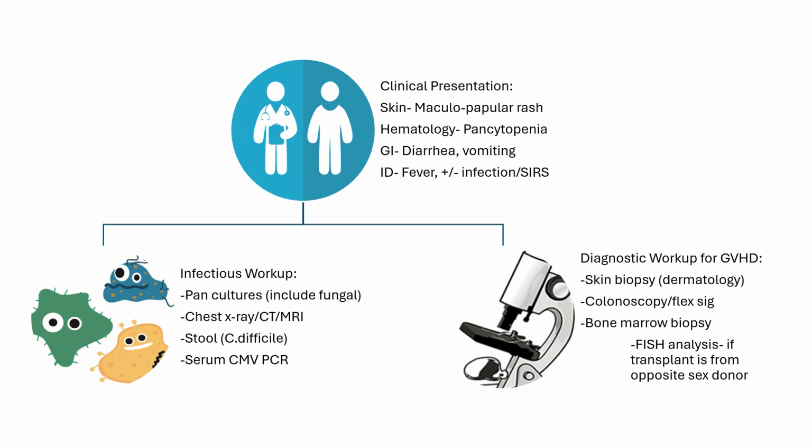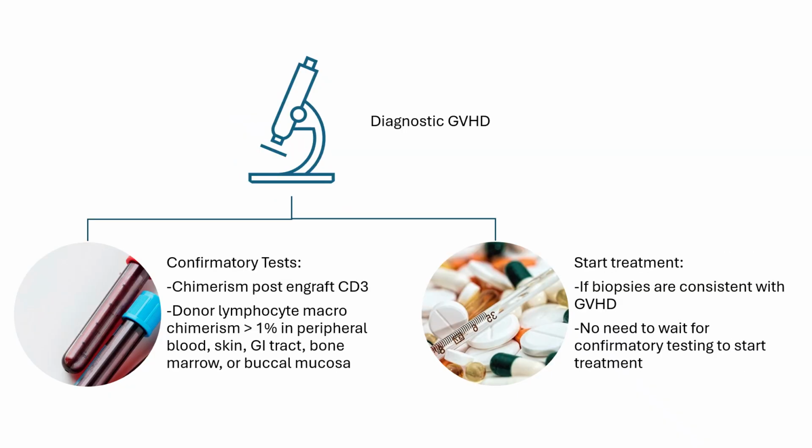And then the bone marrow biopsy, maybe a FISH analysis if the transplant is from the opposite sex donor, would be pertinent information. For the diagnosis of graft versus host, our confirmatory tests that we have here are chimerisms post-engraftment, your CD3, your donor lymphocyte macrochimerism greater than 1% in the peripheral blood, skin, GI tract, bone marrow, or buccal mucosa. All those are listed, knowing that this can be presented at any of those sites.